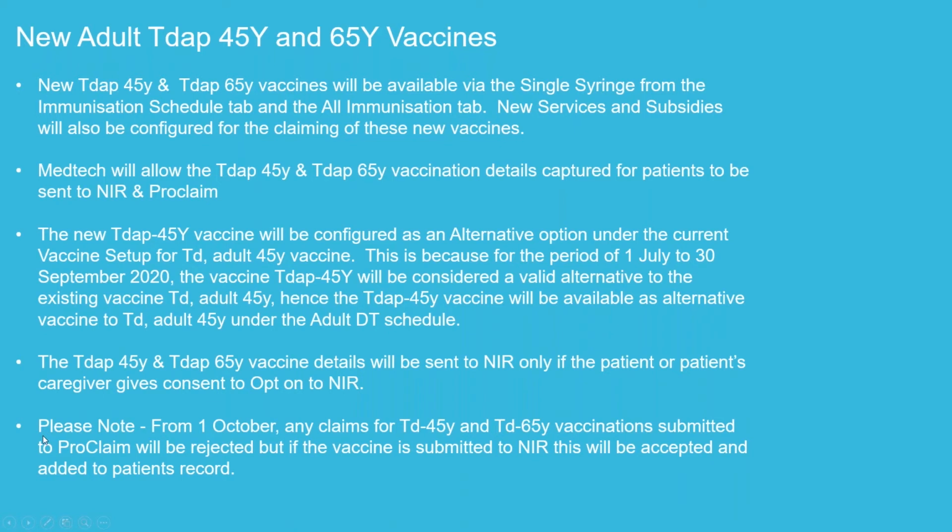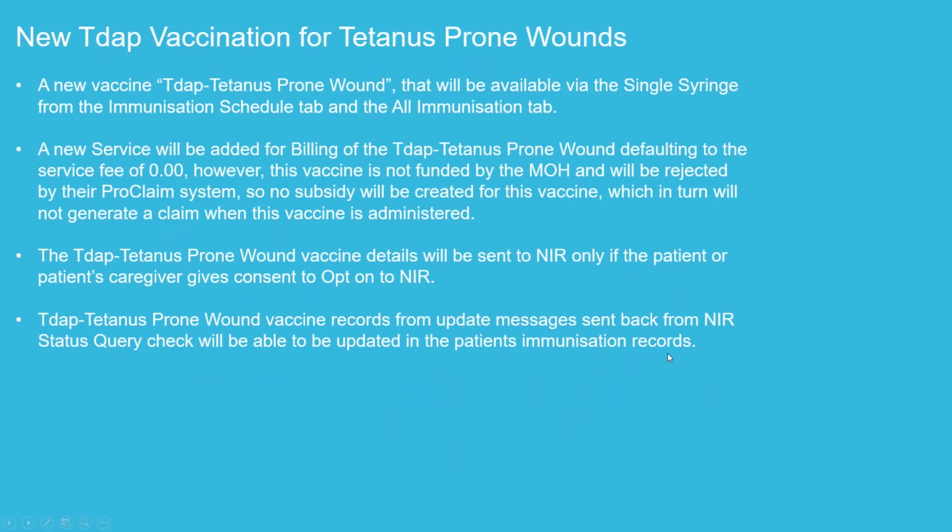If you see the point right at the bottom of the screen, the fifth point, from the 1st of October, any claims for TD 45-year and TD 65-year vaccinations submitted to ProClaim will be rejected. But if the vaccine is submitted to NIR, this will be accepted and added to the patient's record. As well as this, there's a new Tdap tetanus-prone wound vaccine which will be created. This vaccine can be used for the recording of the treatment of tetanus-prone wounds for any age group.